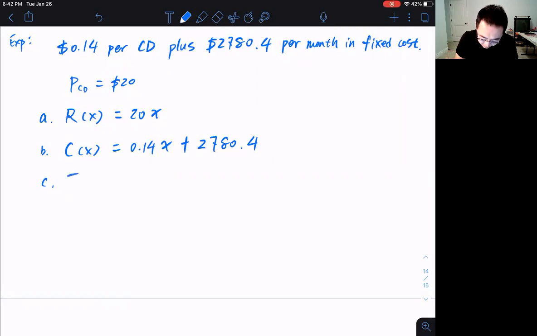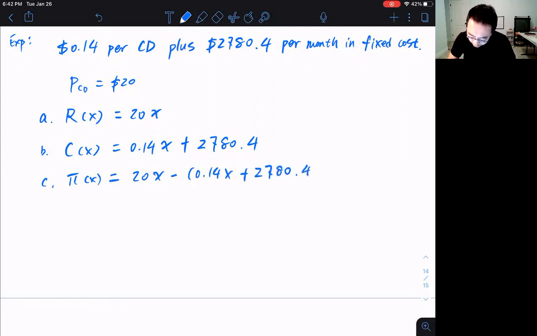The profit we use in economics is pi. So pi of X equals your revenue minus your cost, right? That is your 20X, your revenue, minus your cost, which is 0.14X plus 2780.4, and that gives you the profit. So this then becomes 19.86x minus 2780.4. Okay, so that's your profit.